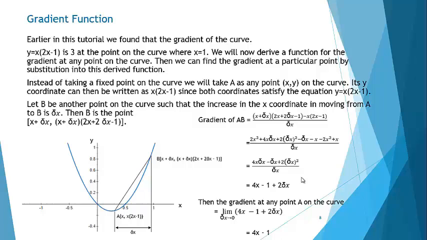So by simplifying, we get 2x² + 4xΔx + 2(Δx)² − Δx − x − (2x² − x) over Δx. And then by simplifying again, we get 4xΔx − Δx + 2(Δx)² over Δx. So by dividing the top and the bottom expressions by Δx, we get the answer for the gradient of AB as 4x − 1 + 2Δx.